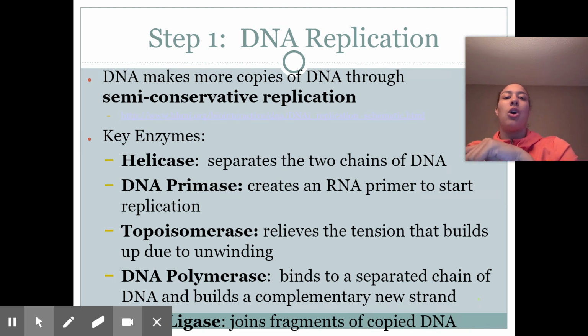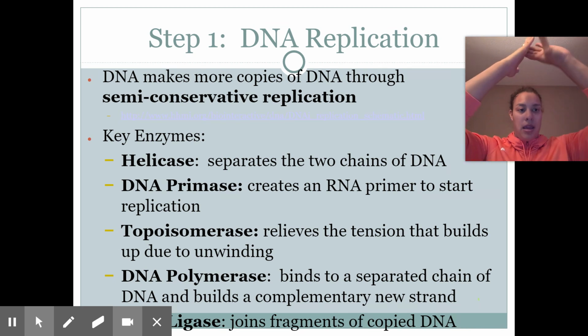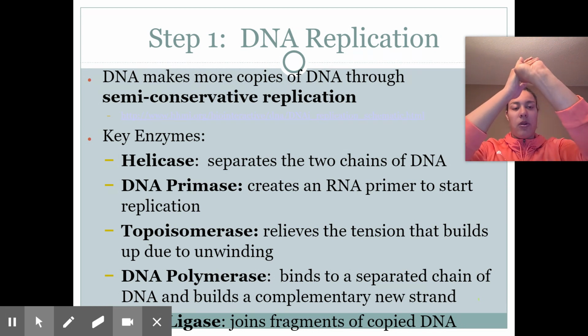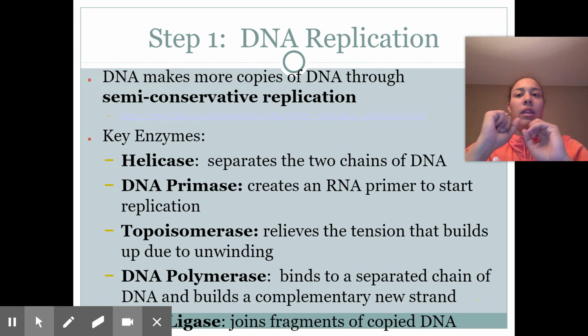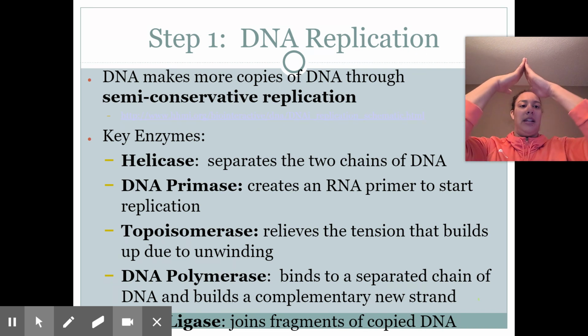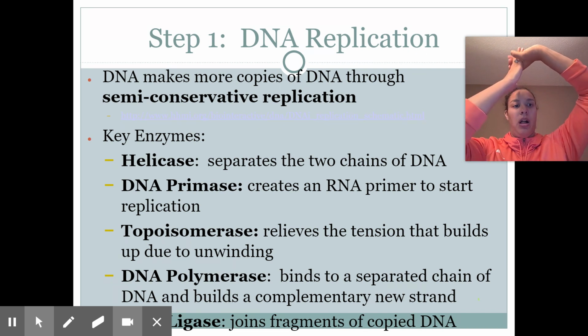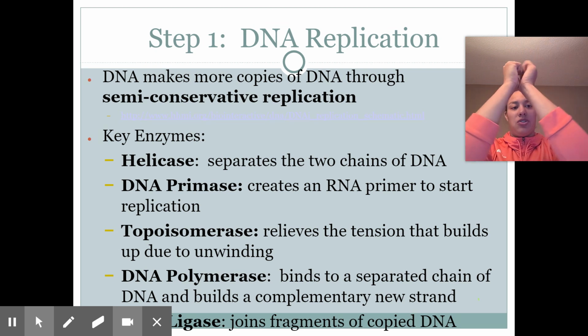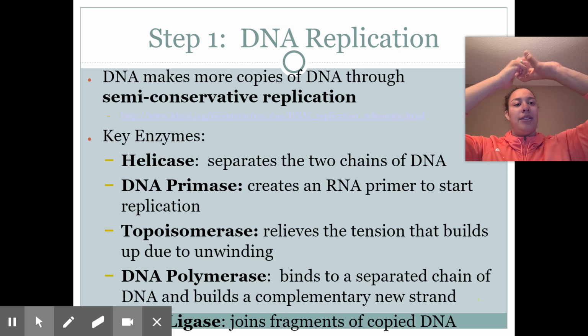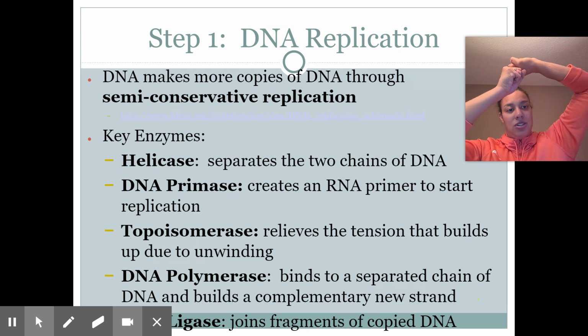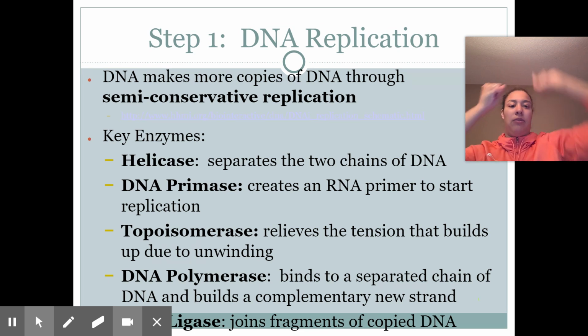Topoisomerase is going to attach up here at the replication fork, and it's going to help alleviate any of the stresses from this unwinding and unzipping. So usually there's a big ball or a jumble that would happen up here because of all the tension of stretching and pulling DNA apart. Topoisomerase will kind of lengthen and stretch and separate and relieve that tension.